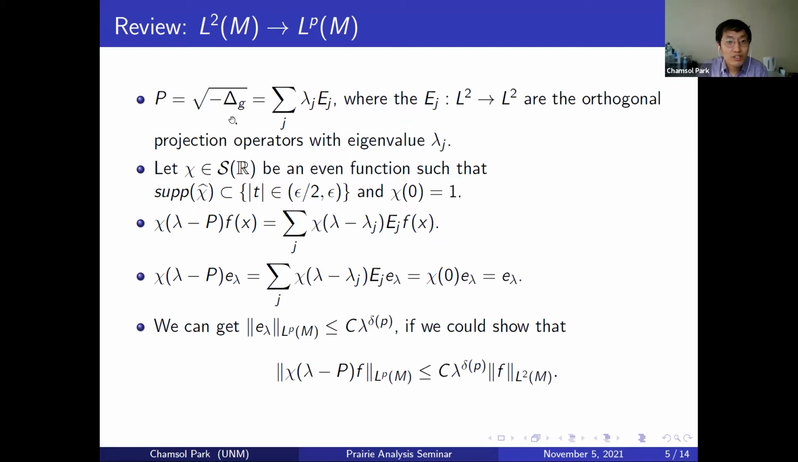To do so, let's say that P is equal to the square root of minus Laplacian as before, and by the spectral decomposition, we can think of P as the sum of lambda_j times E_j, where the E_j are the L2 orthogonal projection operators associated with eigenvalue lambda_j. To think about the approximation for the eigenfunctions e_lambda, let us first take chi, which is a Schwartz function and also an even function, so that chi hat, the Fourier transform of chi, is supported away from the origin, and chi of 0 is equal to 1. Then we want to think about this type of approximation operator for the eigenfunctions e_lambda. What does it mean? Well, this approximation operator can be defined like this: we just replace P by lambda_j and sum up everything, where E_j here is the same as E_j.